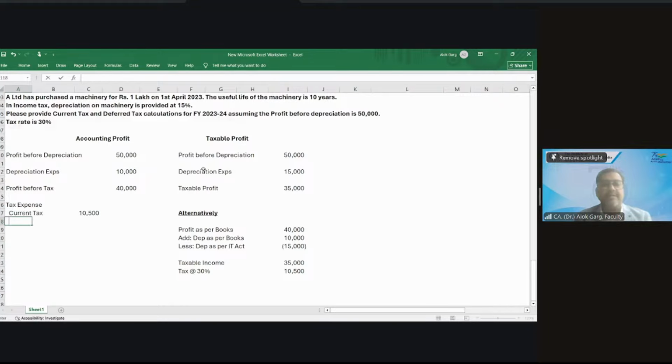What is my deferred tax? In this case, we compare the depreciation. My depreciation in income tax is higher by 5,000. In my accounting I am only claiming 10,000, but in my income tax I am claiming 15,000. I am claiming more depreciation and paying less tax, right? Since I am claiming more depreciation in the initial years, my taxable profit is lower than my accounting profit, right?